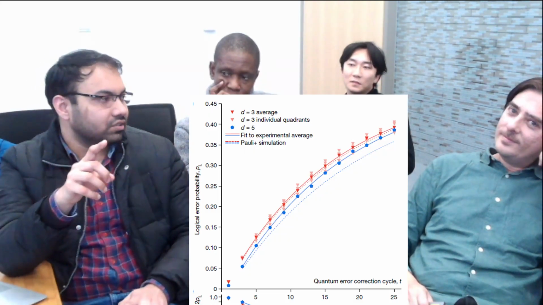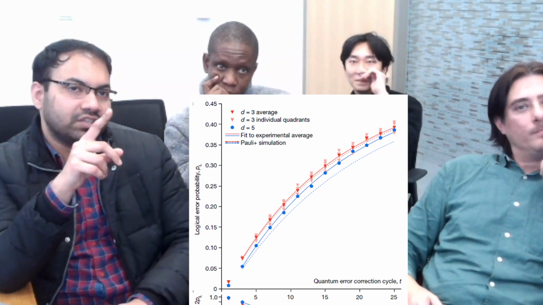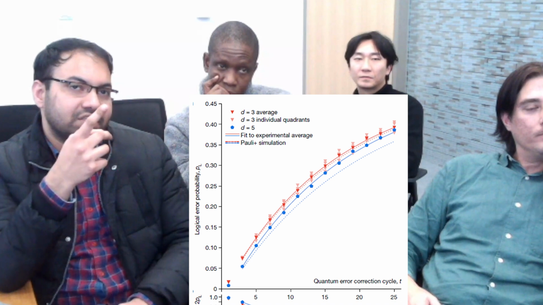So what do you guys think? Are you impressed? I was checking that plot where they compare D3 and D5. So in terms of numerical values, how much is the improvement?